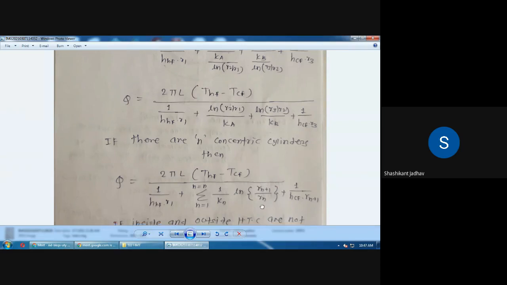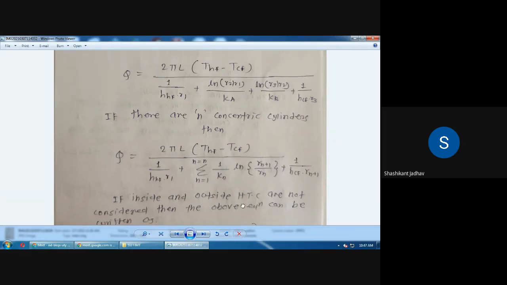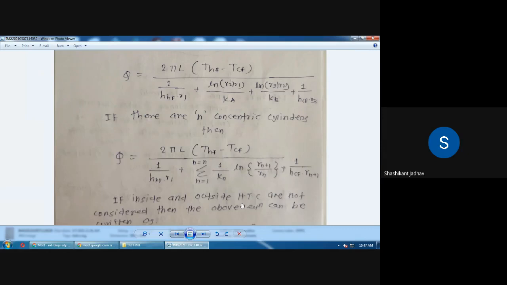Now you tell me: if inside and outside heat transfer coefficients are not considered, then the above equation can be written as? How can we write the equation? If the inside and outside heat transfer coefficients are not given, then 1 upon HHF into R1 becomes 0, and the other term becomes 0. HHF is not given, HCF is not given. So this term becomes 0, this term becomes 0. So how to write that equation?